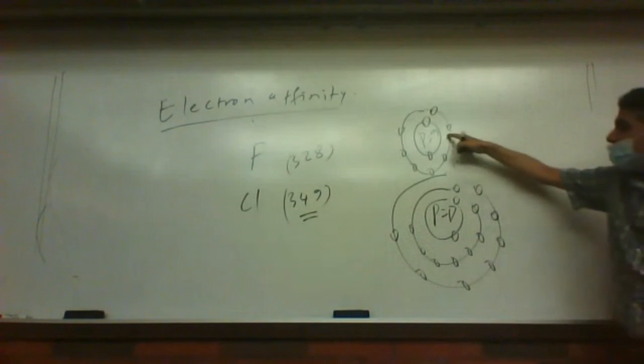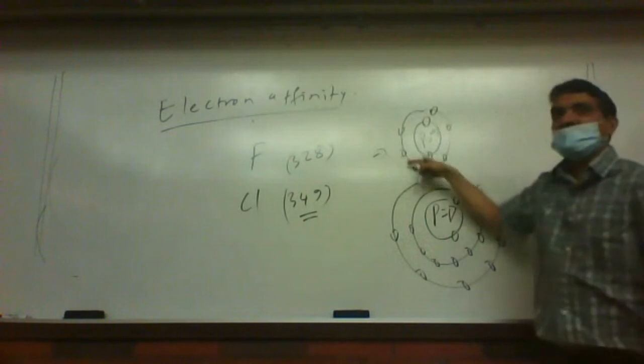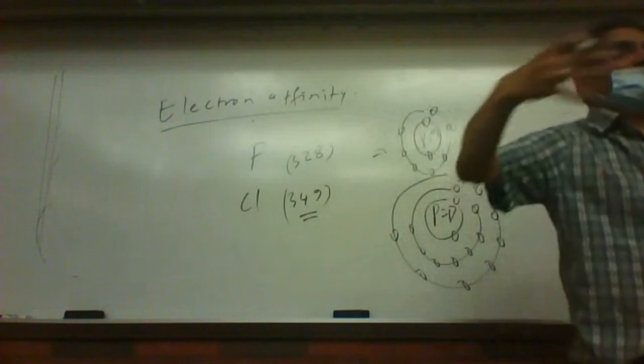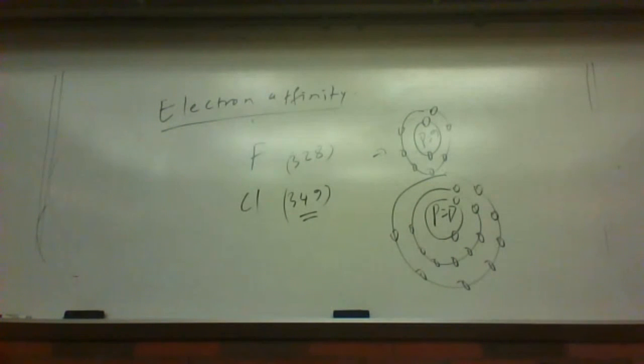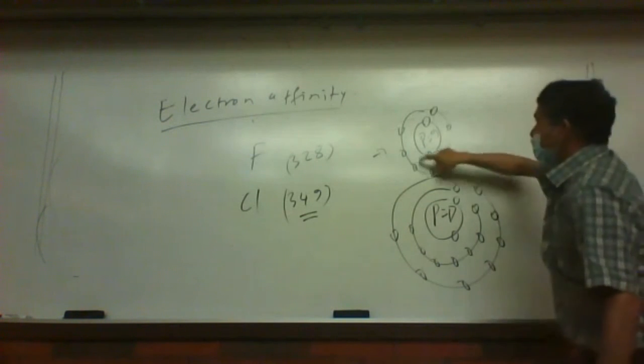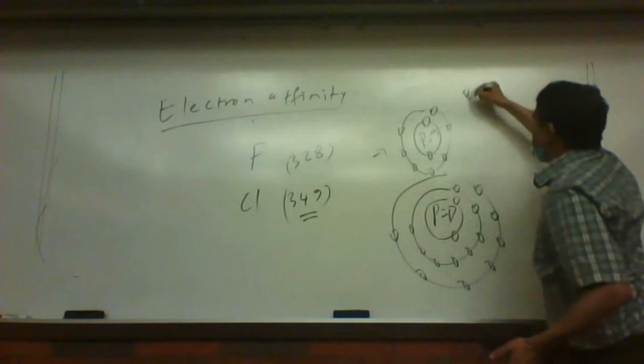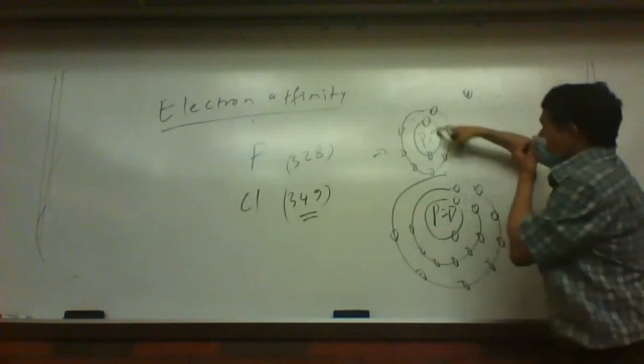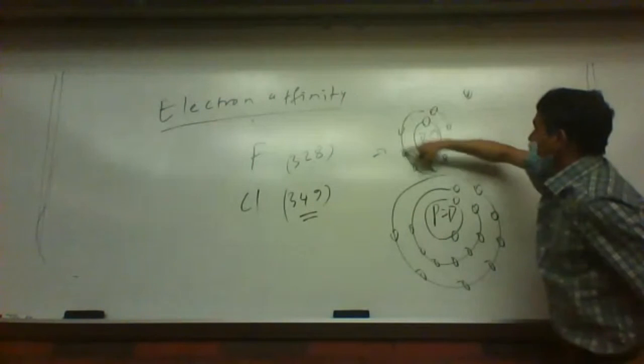So you see here, in the fluorine, this second shell is smaller. So it is already crowded with electrons, right? So if another electron wants to come and sit there, the electrons already there want to push it out. There are 7 electrons in this one. The shell is very small. The house is very small here.